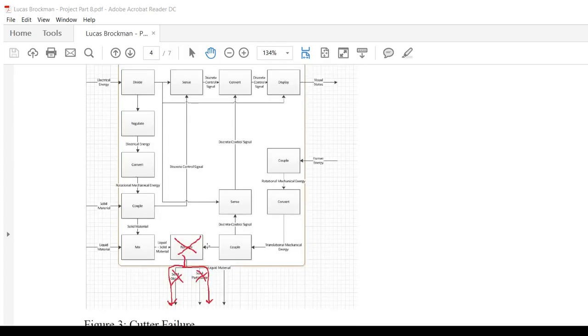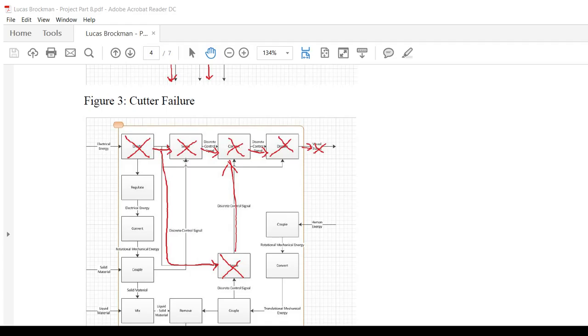Alright, and third we have a cutter failure. Basically, this is when the cutting tool on the lathe just shatters. It happens. But with that failure, both the outputs of the solid object as well as the solid particulate, aka chips, would fail.